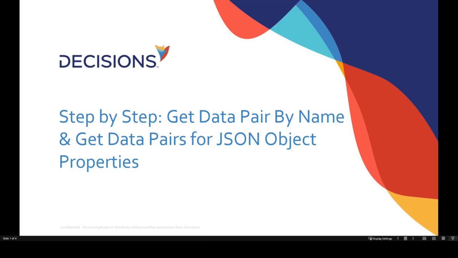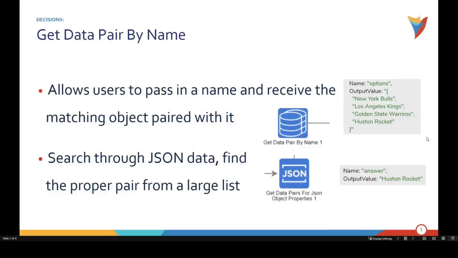Welcome to Step by Step, where we take a deep dive into specific steps in the Decisions application. Today, our focus is going to be on the Get Data Pair by Name step, as well as the Get Data Pairs for JSON Object Properties step. These are two steps that can go hand in hand and really work well together, so we're going to take a look at them both together in this video.